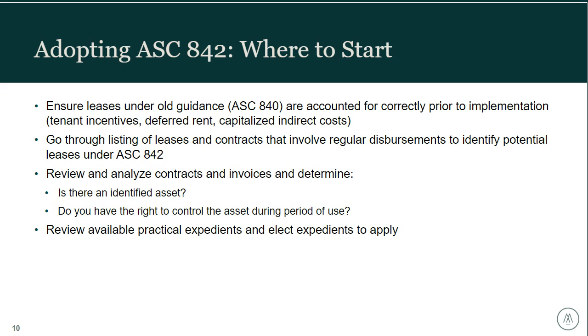Go through a listing of leases and contracts that involve regular disbursements to identify any potential leases. So again, this is getting to the completeness of the population. How do we know that we've got everything? Well, any time you've had a series of payments, that is a good identifier that it could contain a lease. Not does, but could. Review and analyze the contracts and invoices to determine if there's an identified asset. So is there an identified asset, and is there the right to control?